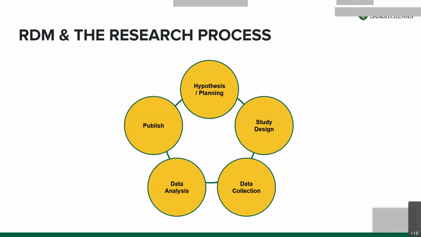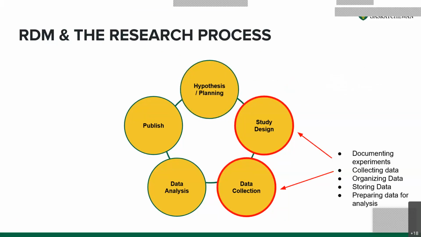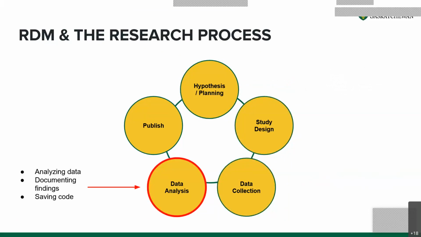So when we break this down from research data management and the research process, this can look like many different things. For example, in the hypothesis and planning stage, you're asking your research questions, you're developing a hypothesis, and you might be drafting a protocol for your entire study. In the study design and data collection stage, you might be documenting your experiments, collecting data, you're organizing that data in some way, you're putting that data somewhere by storing it, and then finally, once that collection process is finished, you're preparing your data to analyze it in some way.